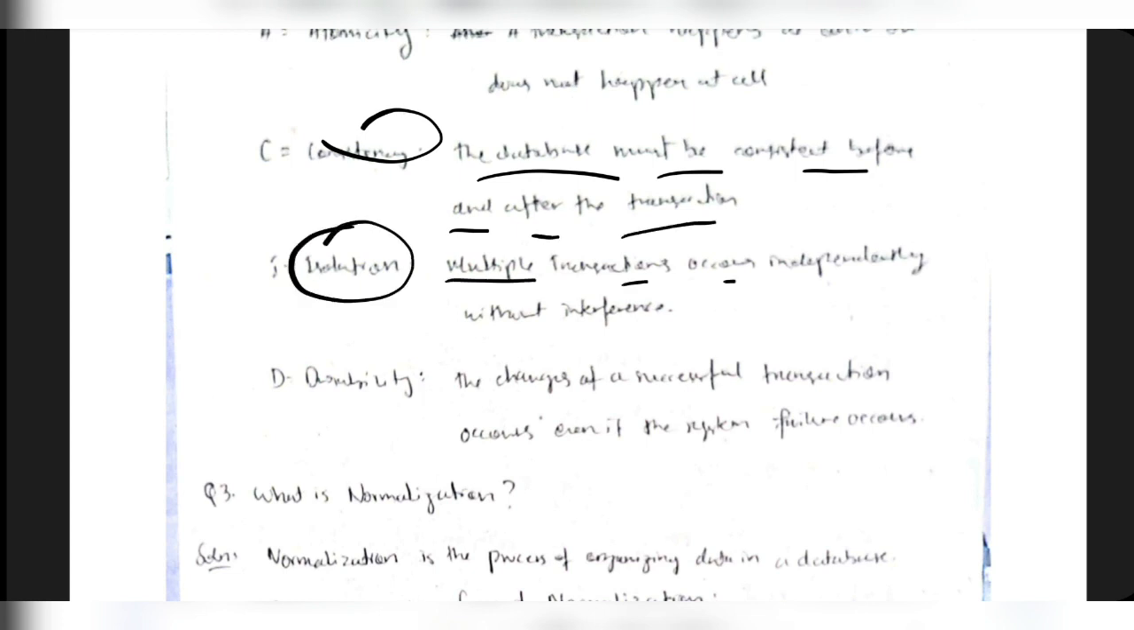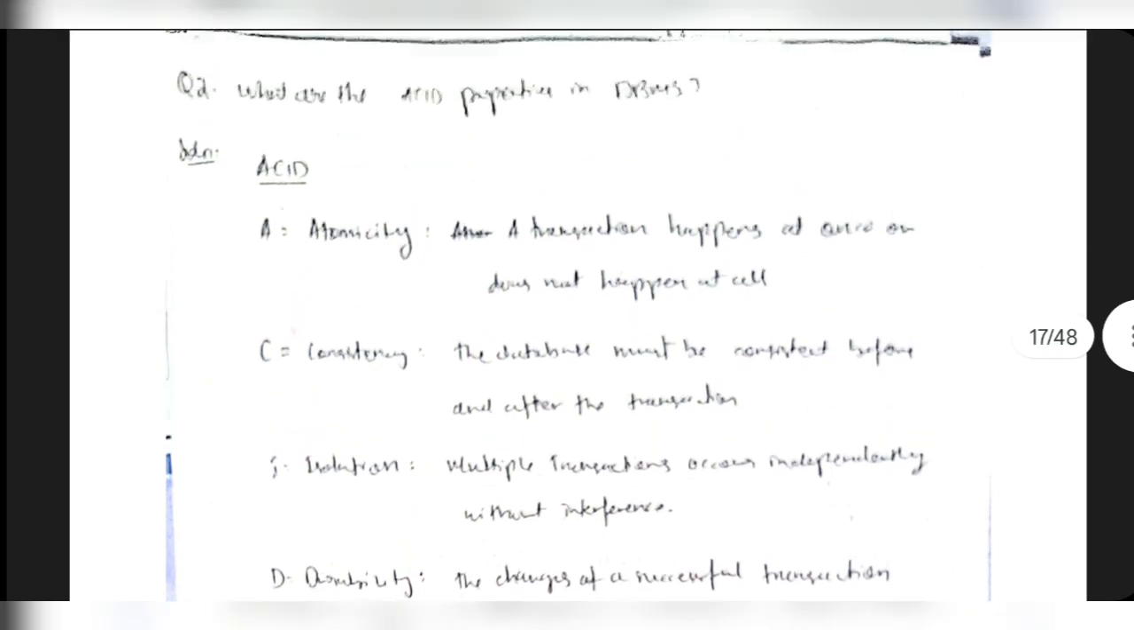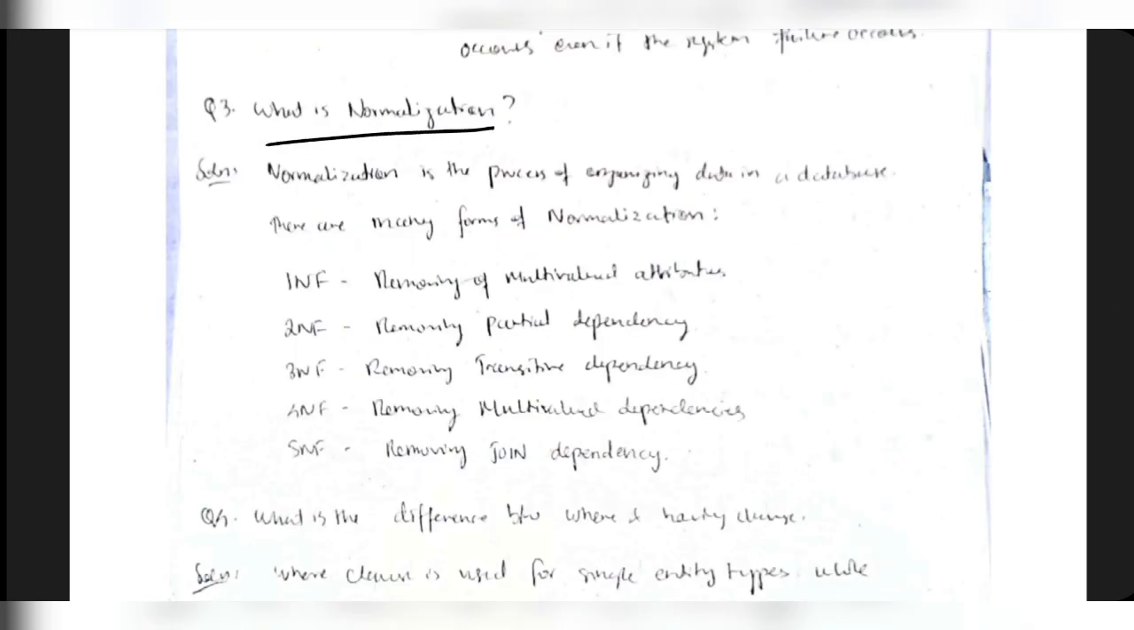Isolation: multiple transactions occur independently or without interference. And durability: the changes of a successful transaction persist even if a system failure occurs. Okay, so these are the four ACID properties in DBMS. Next question: what is normalization?